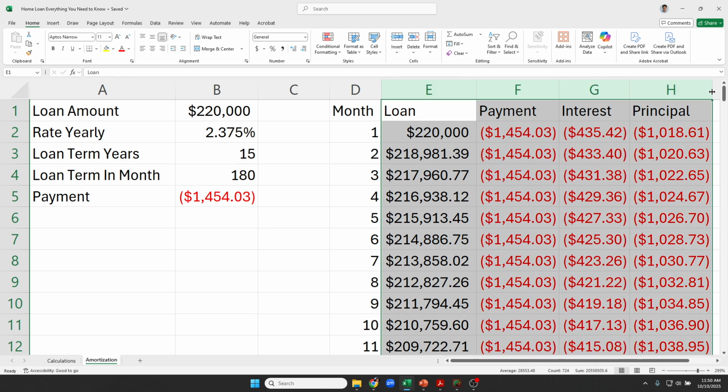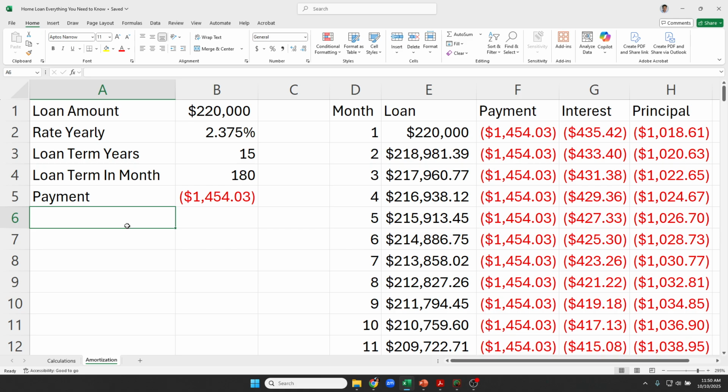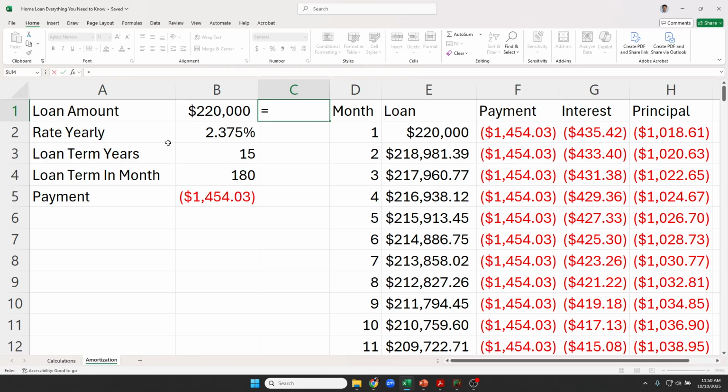Now, one of the checks you must do after you create the loan amortization schedule is to check the principal value. So if you simply type sum all the principal, that should sum up to $220,000.